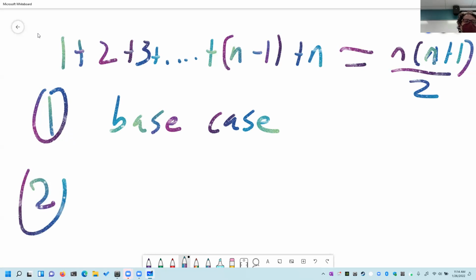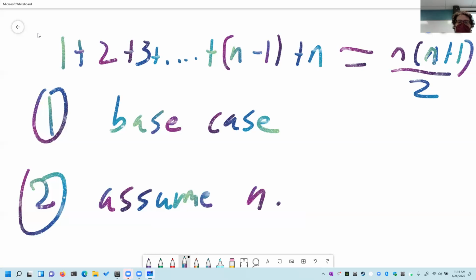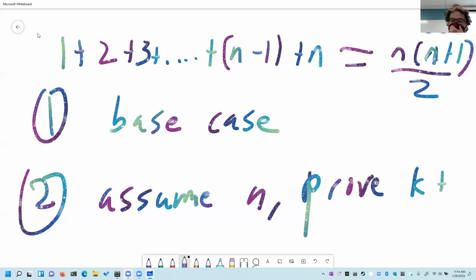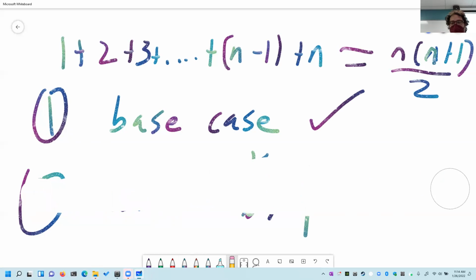And the second step is: assume it works for k, prove it's true for k plus 1. This step is easy once you understand it. And it's okay if you don't understand it, because it is not my domain to make you understand it. It is my domain to expose you to the idea.